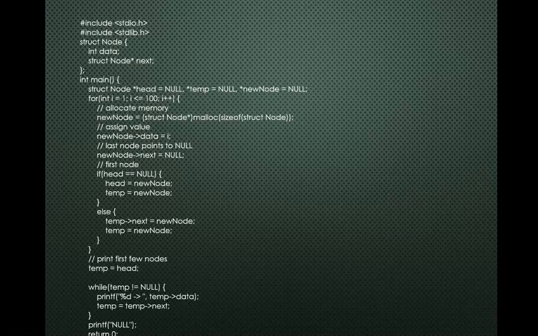data. If the list is empty, the first node becomes the head. Otherwise, the new node is attached to the end of the list using a temporary pointer. After all iterations are over, the linked list contains values from 1 to 100 connected sequentially. Finally, the list is traversed to print every node until null is reached.